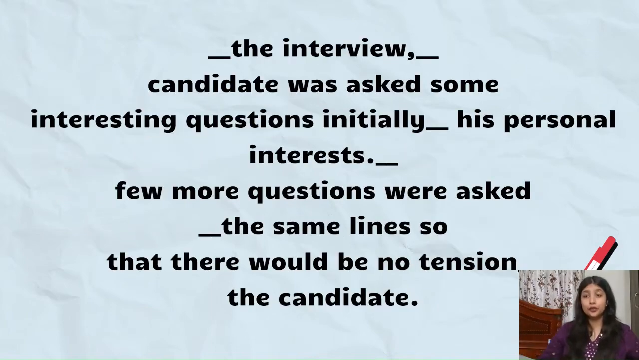In the interview, the candidate was asked some interesting questions, initially of his personal interests. A few more questions were asked on the same lines so that there would be no tension for the candidate. So for shows target, who the concern is for, like the concern is for the candidate. So for is used. And the other rules are the same as we discussed in previous questions. So a, an, the, all the rules are the same.